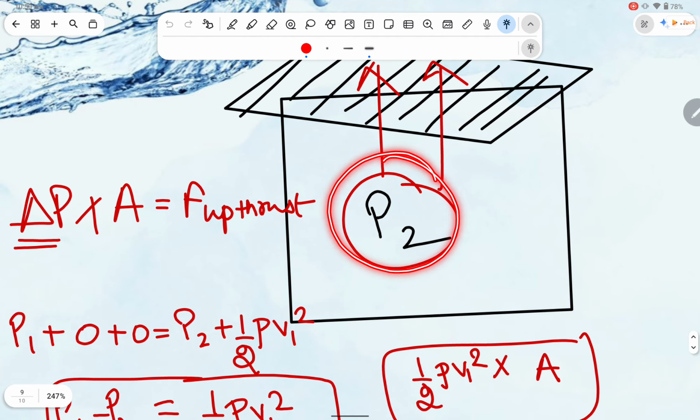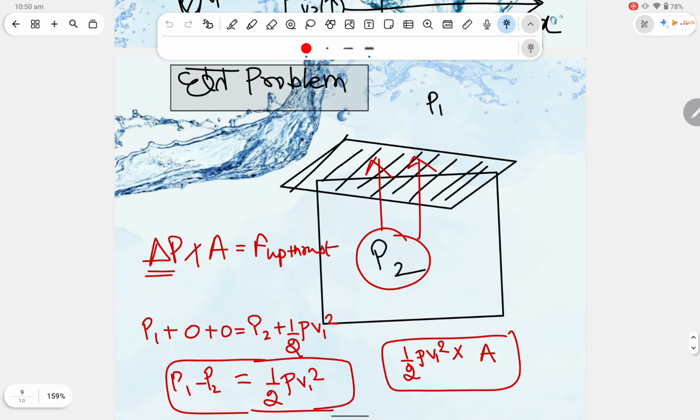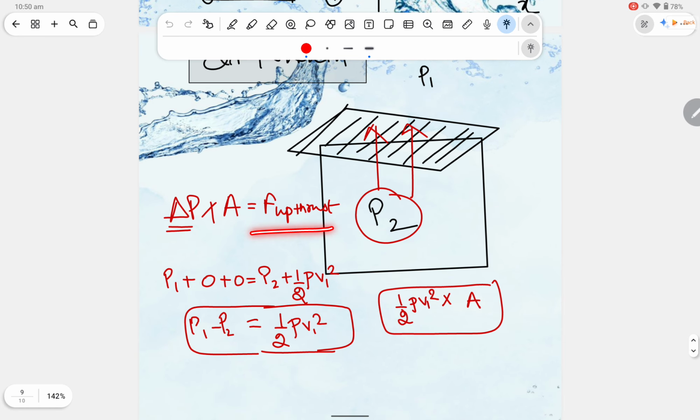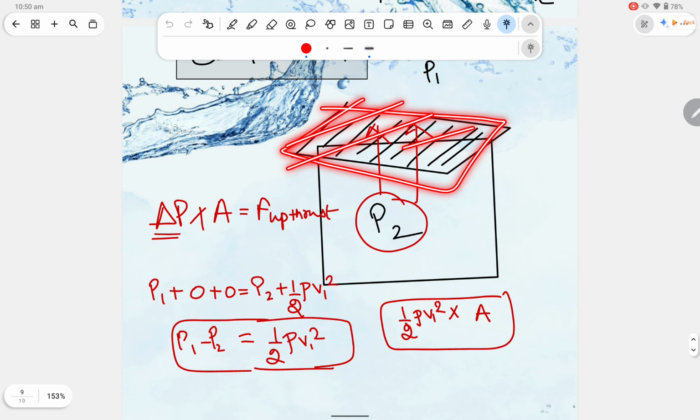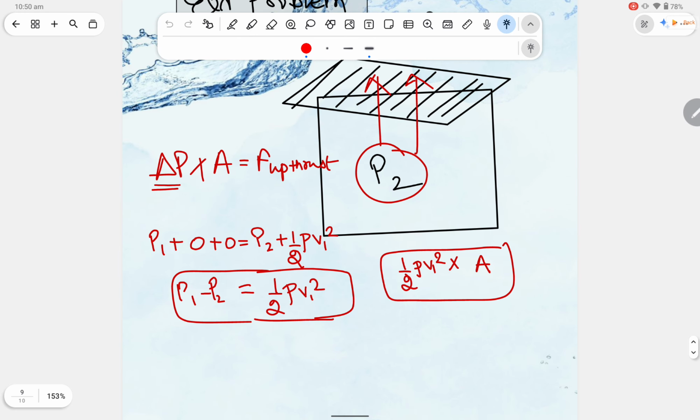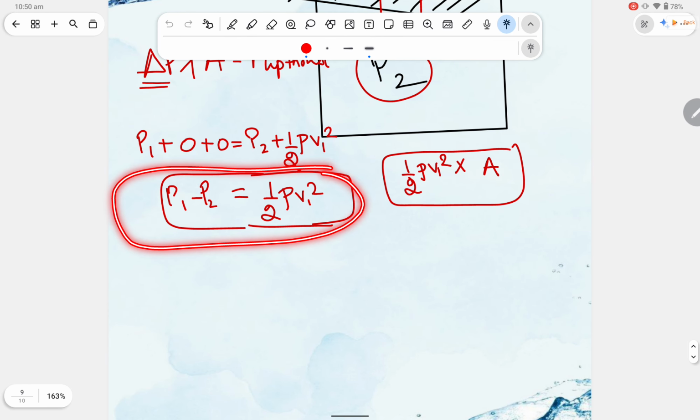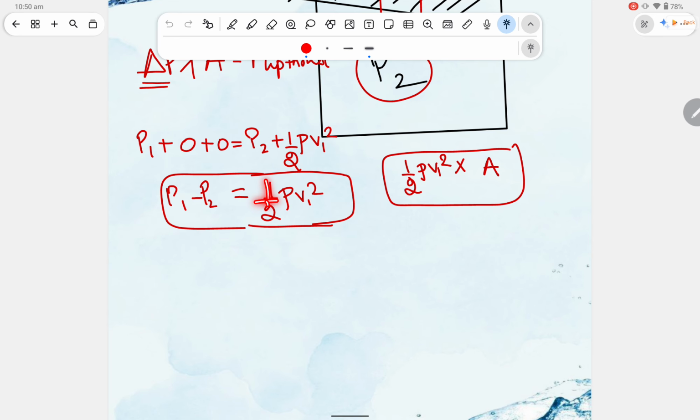Air always flows from higher pressure to lower pressure. So this pressure P2 will exert an upward force, which we call the upthrust force, that will be equal to delta P into area. The area would be the cross-section area of the roof, and we have proved that P1 minus P2 is equal to half rho v square. Rho would be the density of the air.